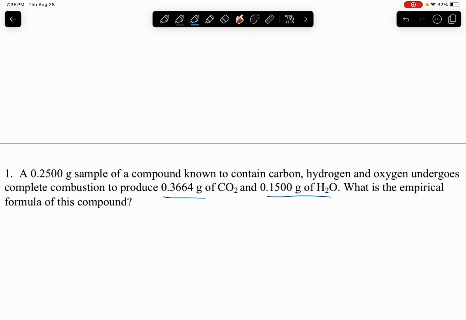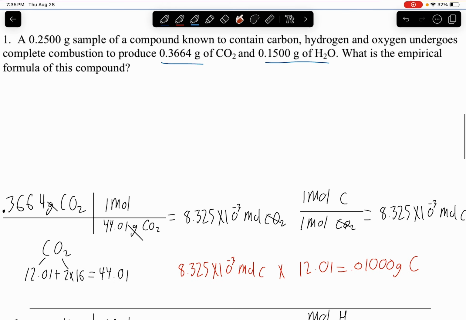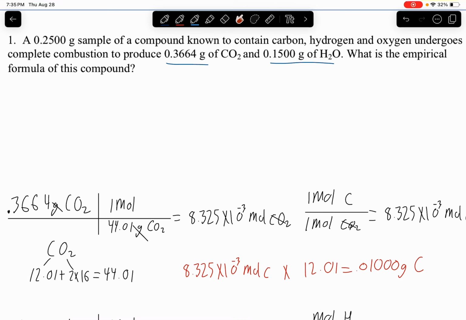of hydrogen. So first we take the known grams of carbon dioxide and divide it by 44.01, because that's the molar mass. We get that from the molar mass of carbon, which is 12.01, and the molar mass of oxygen, which is 16, but there are 2 oxygens, so we multiply by 2 and add them together to get 44.01.